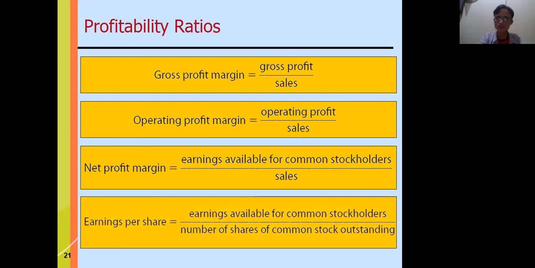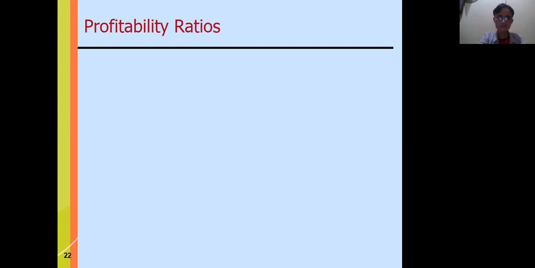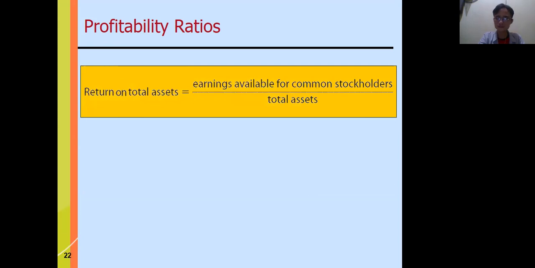Then earnings per share will be the same as the net profit margin numerator, but we divide by the number of shares of common stock outstanding. Common stock outstanding would be the issued ordinary shares or common stocks less treasury shares, or the shares which are bought back by the corporation. Then we also have profitability.